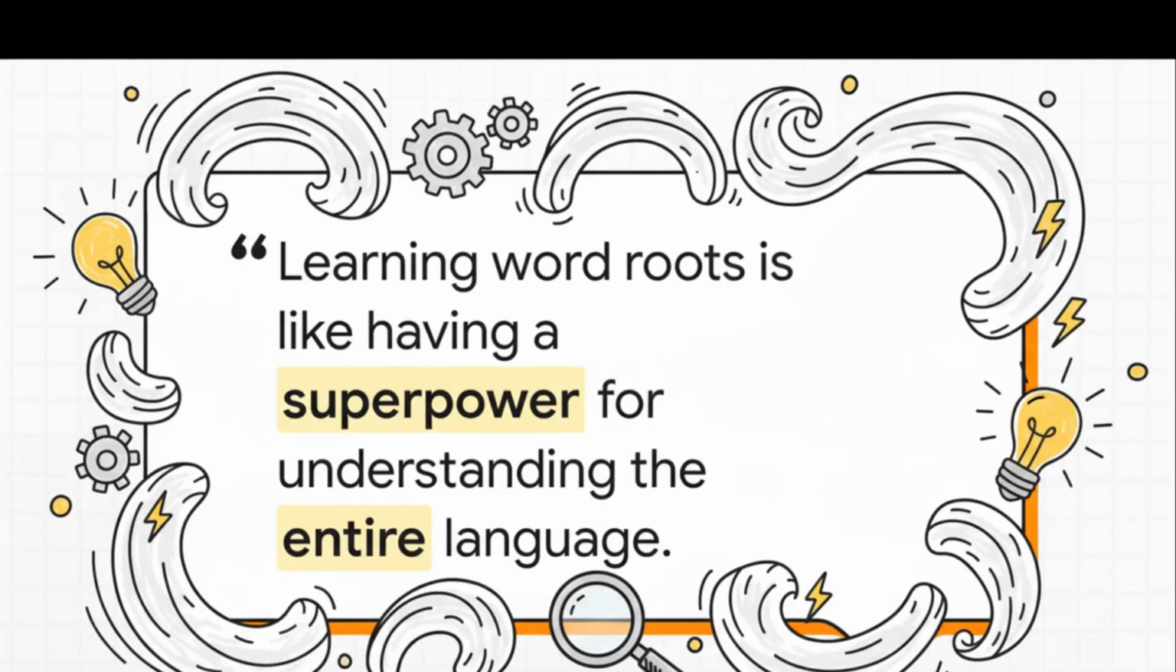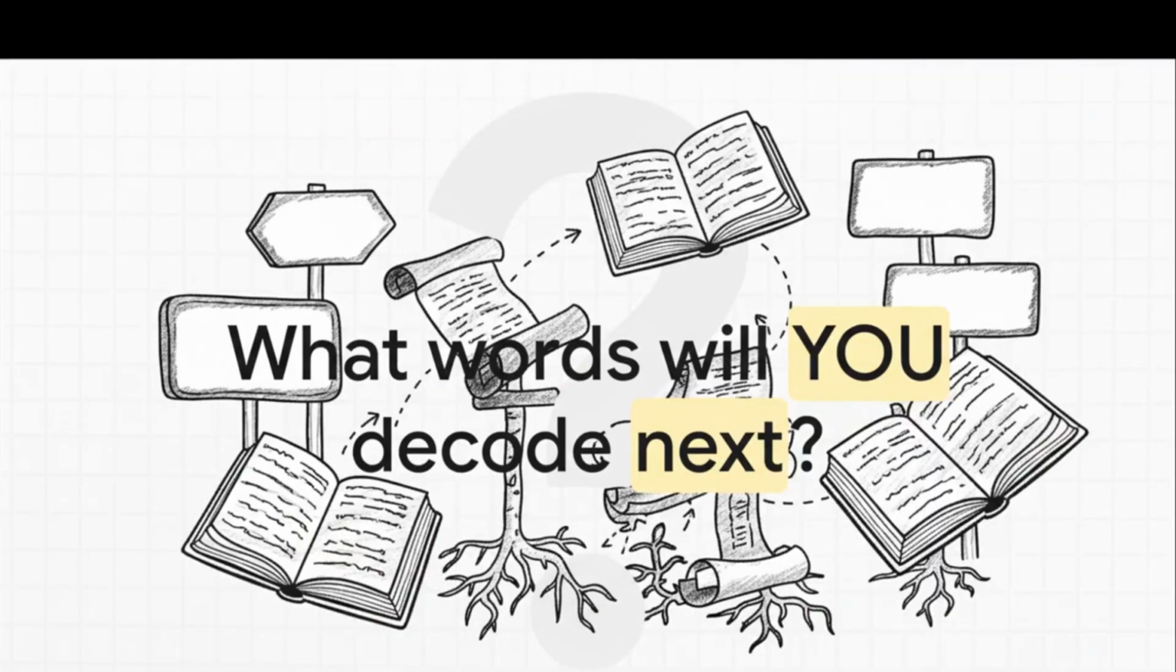And that right there is the whole point. This isn't just a neat party trick. Learning word roots is like getting a superpower for understanding your own language. It changes you from someone who just reads words into someone who can actively decode them. And that's really the big takeaway. This amazing code isn't locked away somewhere. It's right there, waiting for you, in every single thing you read. So the real question isn't what the words mean, it's what words will you decode next.